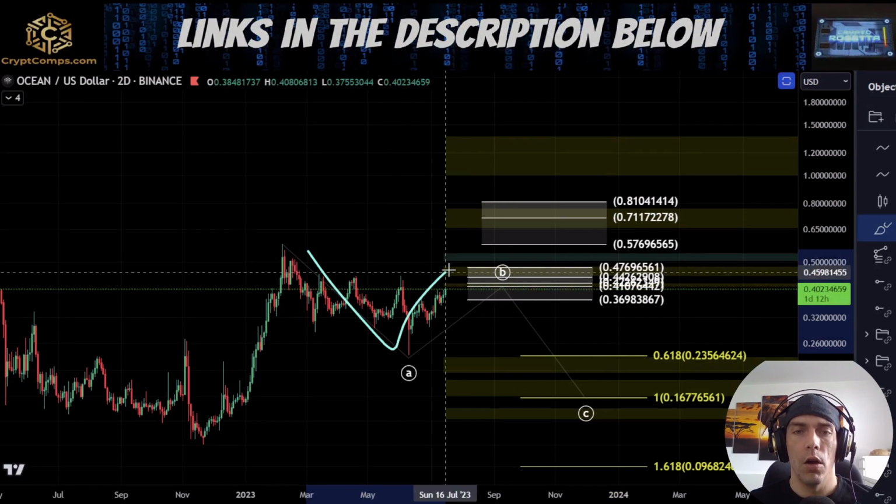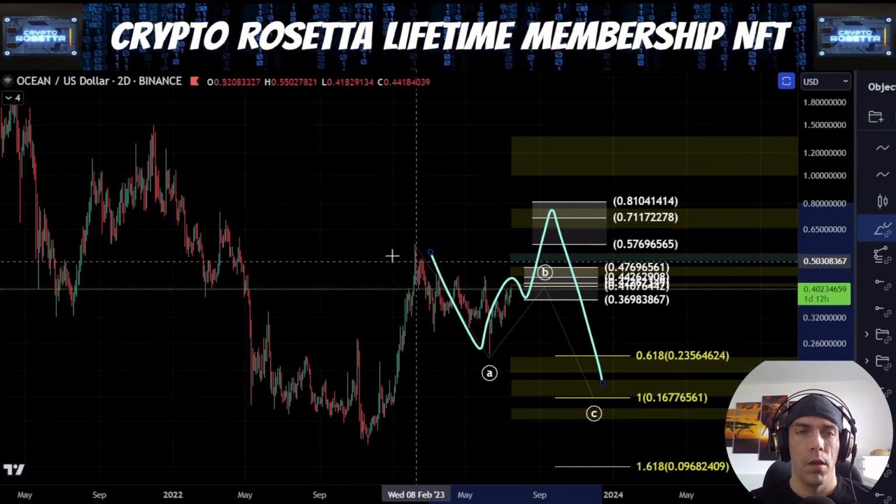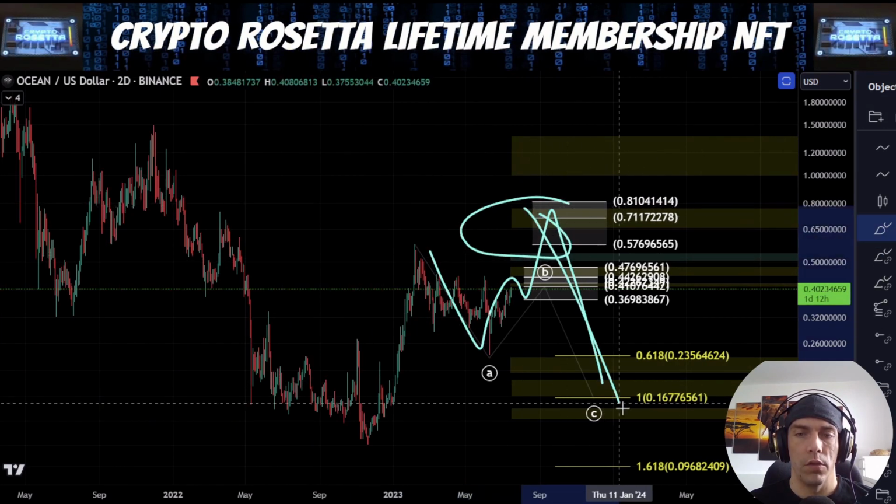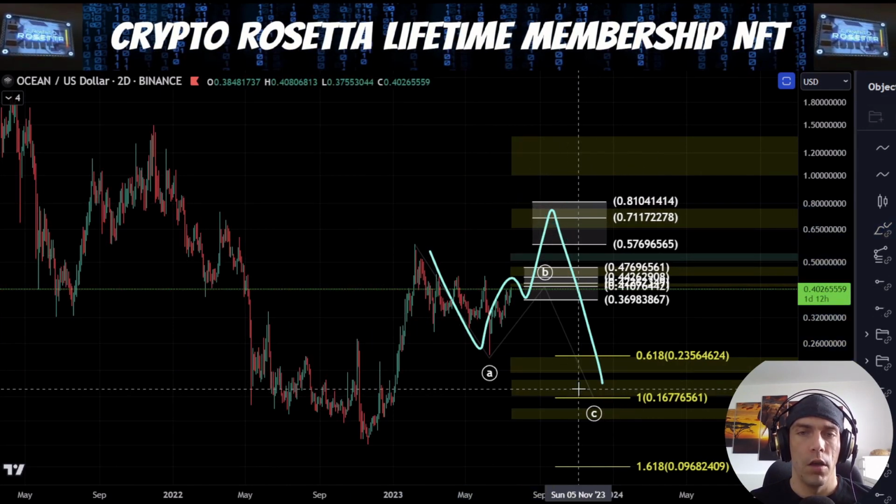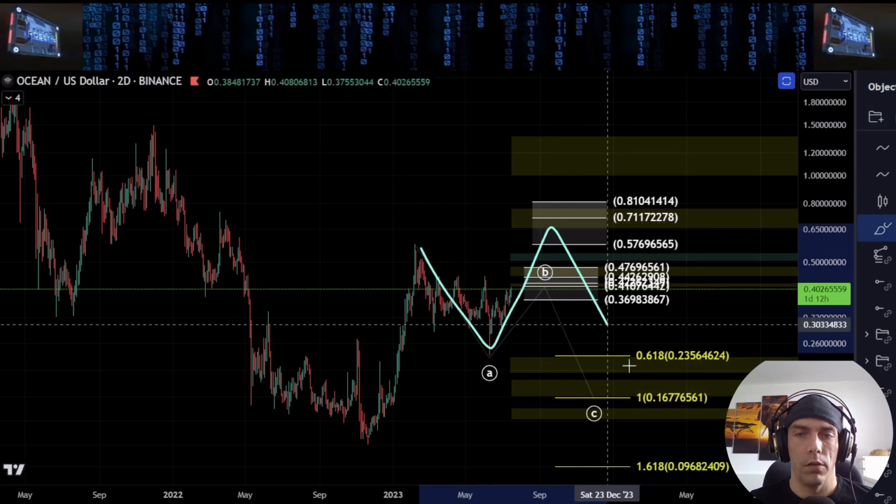So we always need to be on the lookout for things like this, where we could see price come up here, look to sweep some of these levels, and then still look to push to the downside, where this would all still be a bigger corrective structure here.